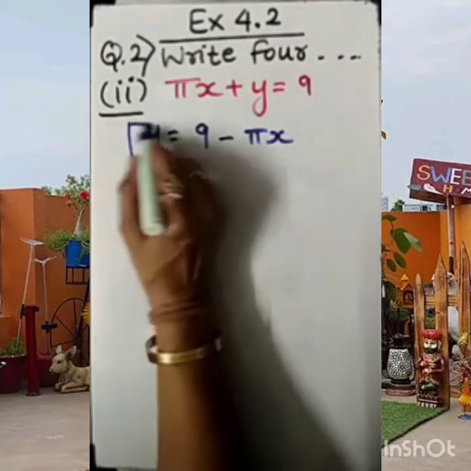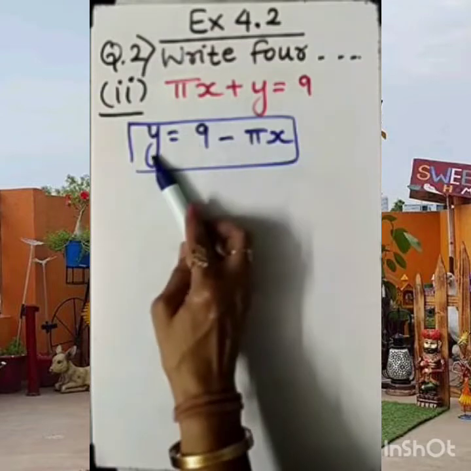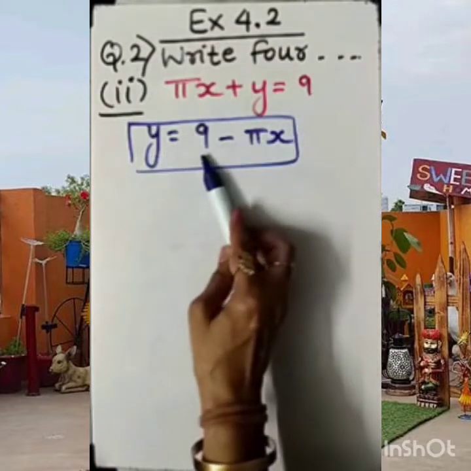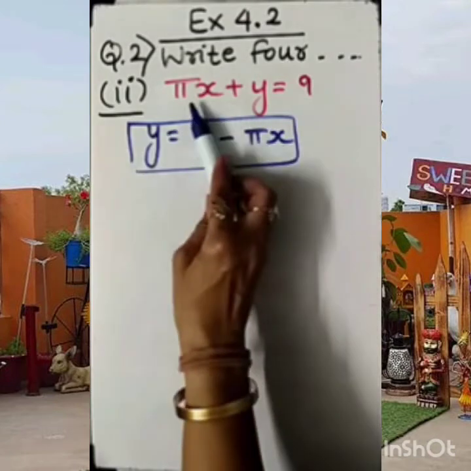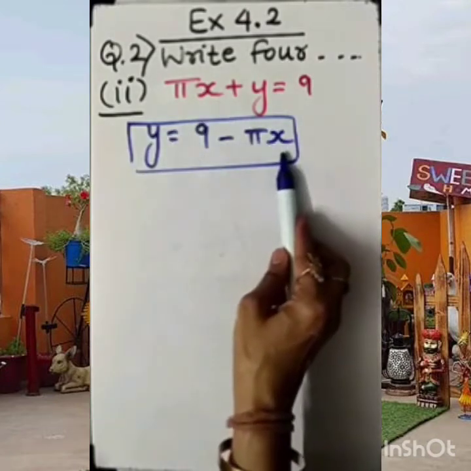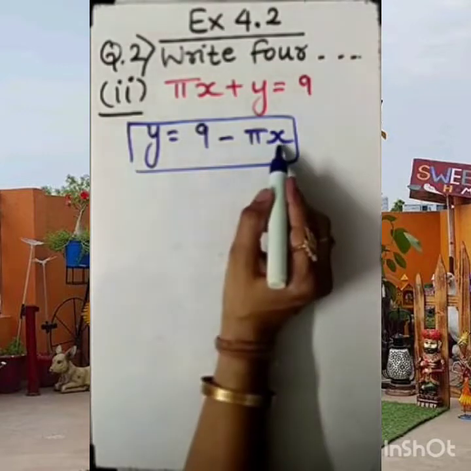This is a very important thing. I am explaining you again. Look at your screen. y equal to 9 minus pi x. This side it is minus pi x. Clear to you? Now dear student, for different values of x.